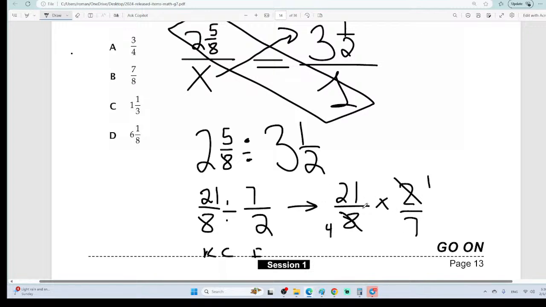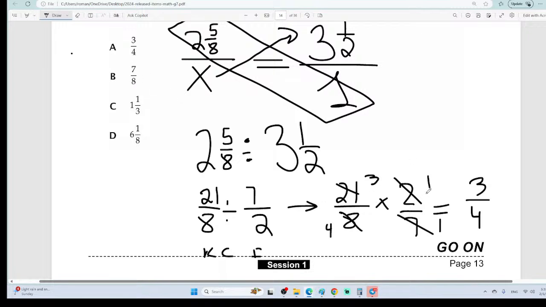And 7 and 21 we can reduce. This will become 1. This will become 3. We divide by 7. Now we're going to have what? 3 times 1, which is 3. 4 times 1, which is 4. What about if you do it without the reducing?